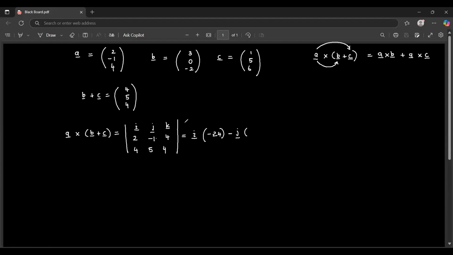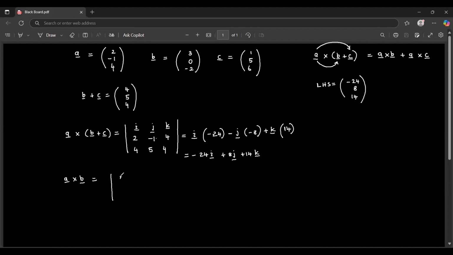So 8 minus 16 is minus 8, plus k into 2 into 5 is 10, 10 minus minus 1 into 4 will be plus 4, so it will be 14. So the output is minus 24i plus 8j plus 14k. Now let's find out A cross B. So here LHS is equal to minus 24, 8, and 14. Okay. Now we are checking for RHS.